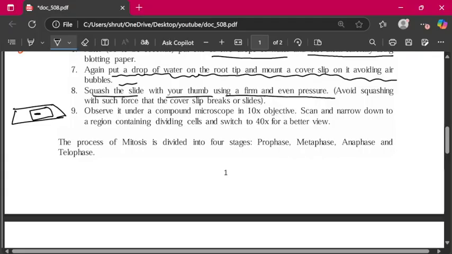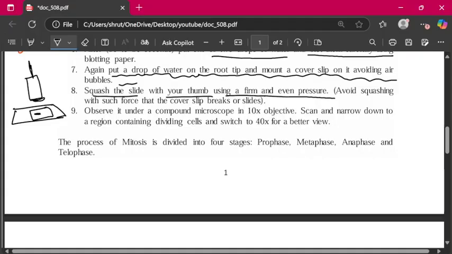it with a thumb or your needle. So this is, for example, a needle. This is the pointed part and this is the blunt part of a needle, and you have to squash it with that needle so that the chromosomes will be separated easily.